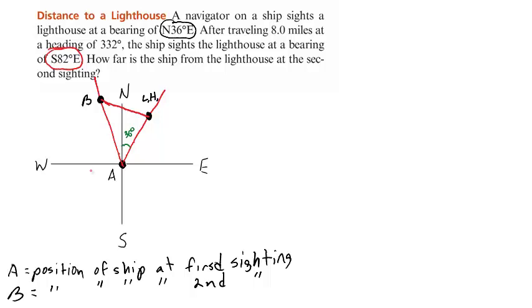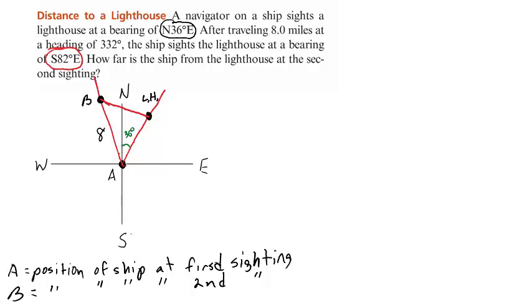But you guys see how I got a triangle out of that? So the idea is we're going to use law of sines to find how far the ship is from the lighthouse at the second sighting. Okay? First, I got to fill in what I left out. So I know from A to B, how far is that? That's 8 miles. I won't put in the miles yet. I'll put that in at the end.